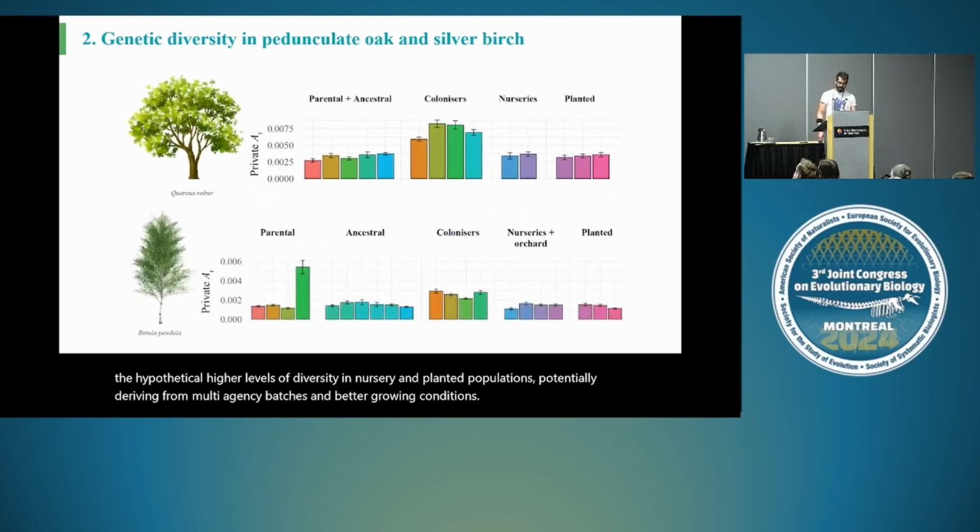Relatively divergent values were found only in private allelic richness. You can see in the figure that colonizers for both species, oak and birch, showed higher values than the rest of the remaining groups. And this may indicate that incoming gene flow from distant populations may have an important role in shaping the levels of genetic diversity in the young colonizer populations, which is important because this may indicate that more local standing genetic variation upon which selection may act happens in natural young colonizer populations.